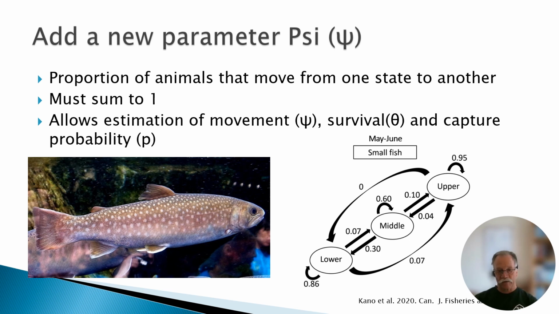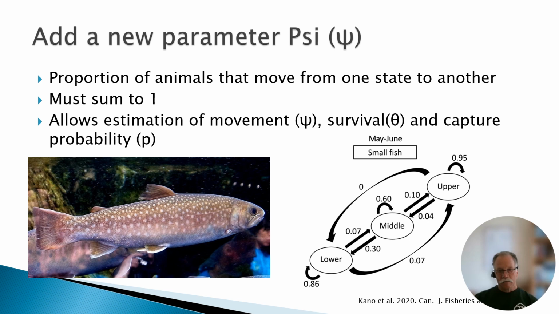And this addition of this new parameter now allows estimation of movement, survival, and capture probability separately in each one of these states. So for example, in this salmon that was studied in Japan by Kano et al., they were looking at the proportion of fish that moved among different locations within the river, from the lower portion, middle to upper, okay? And the numbers here indicate the values of psi that they found from their mark recapture analysis, okay?